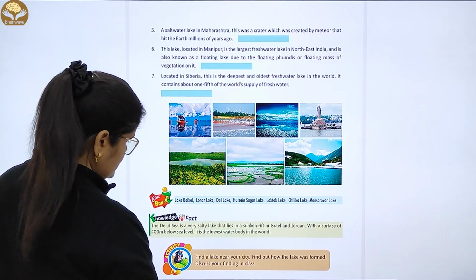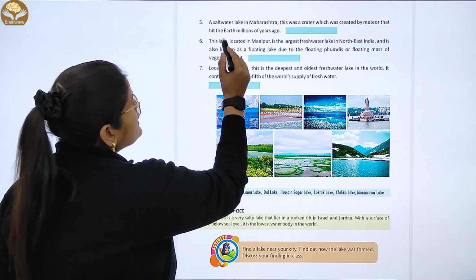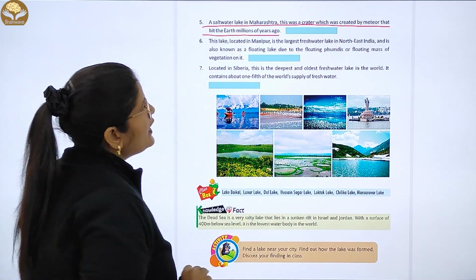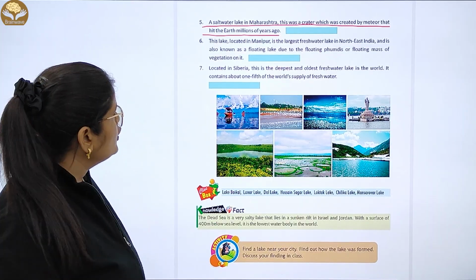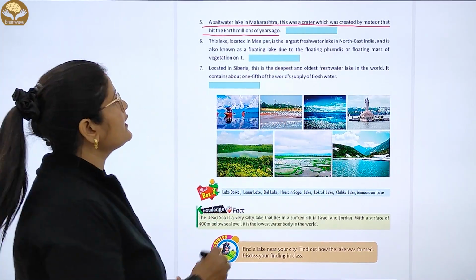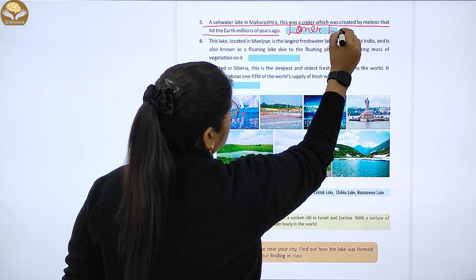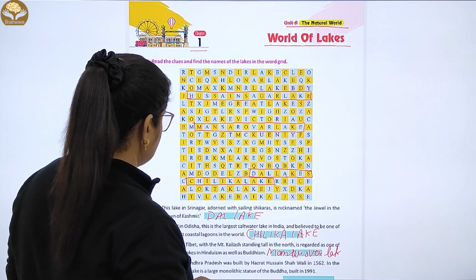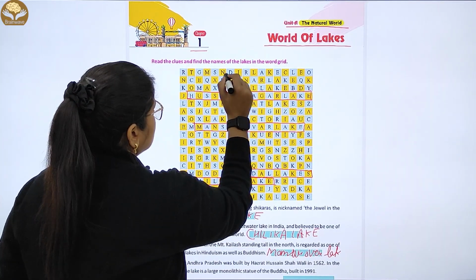will come on next page. A saltwater lake in Maharashtra. This was a crater which was created by a meteor that hit the earth millions of years ago. So, which lake is this? 1, 2, 3, 4, 5. Lonar Lake. And solve the puzzle. Lonar Lake. This is this one.